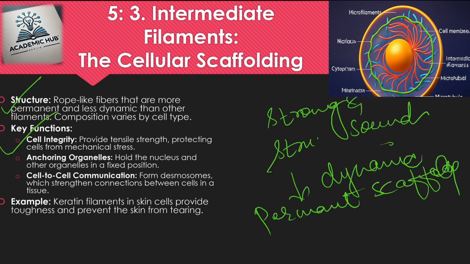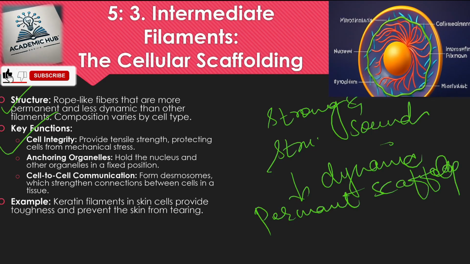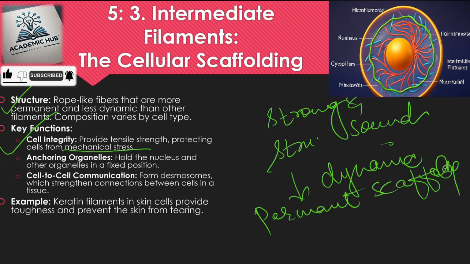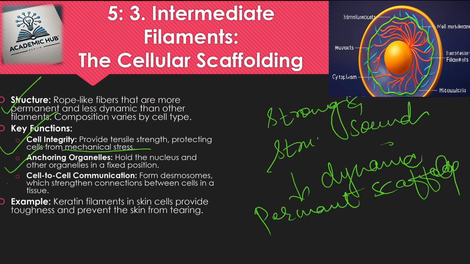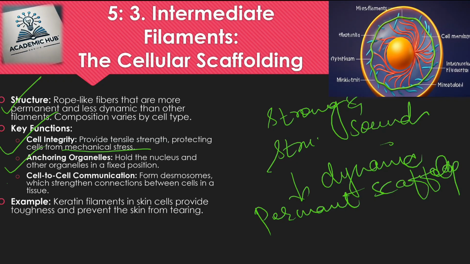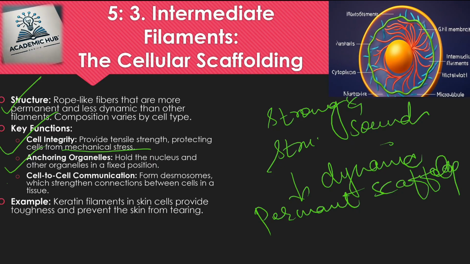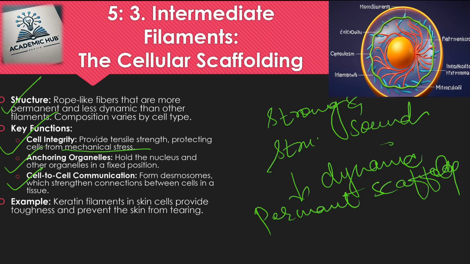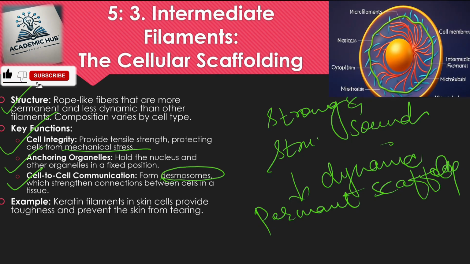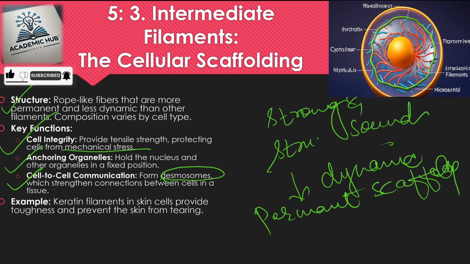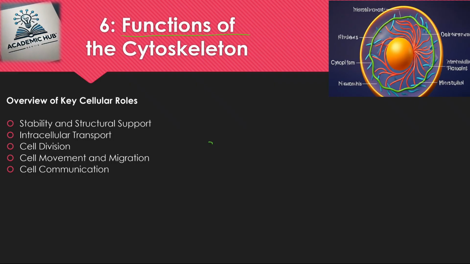First is cell integrity. Intermediate filaments protect the cell from mechanical stress by distributing force across the cytoplasm. Next, anchoring organelles. They help keep the nucleus and other organelles in a fixed position. Next is cell-to-cell communication. These filaments form desmosomes, structures that strengthen cell connections in tissues.